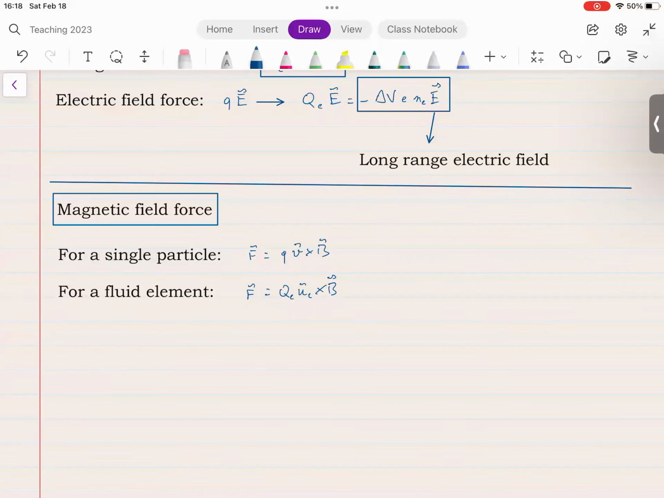You can think I'm going to sum over all my particles. Well, then what I'm going to have is the average velocity of the particles. The magnetic field, again, is the long-range magnetic field. I don't need to take care of any variations of that magnetic field while I look at my fluid element. That magnetic field is the same for all particles. And the total charge is just going to be the number of particles times the charge of a single particle.